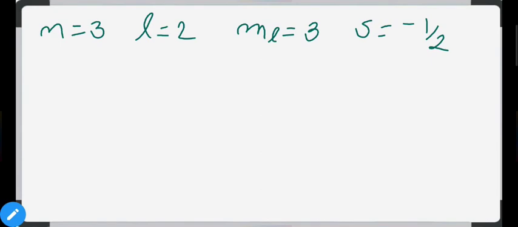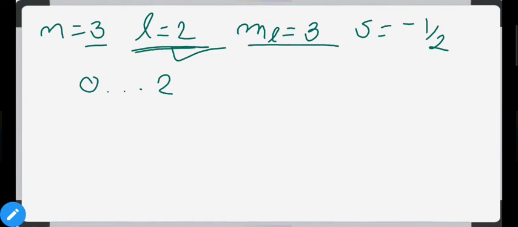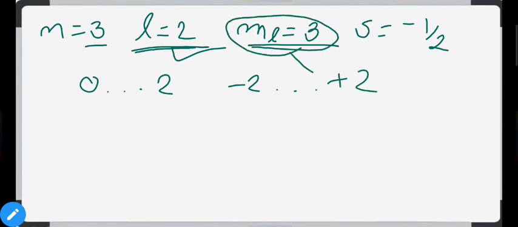Okay, next is n is equal to 3, l is equal to 2, ml is 3 and s is minus 1 by 2. If n is equal to 3, then l is from 0 to 2, and it is 2, so it is possible. Now if l is equal to 2, then ml values will be between minus 2 to plus 2, and the ml value for the given electron is 3. That means this type of electron is not possible, and the S value is either minus 1 by 2 or plus 1 by 2. Okay, so this type of configuration is not possible.